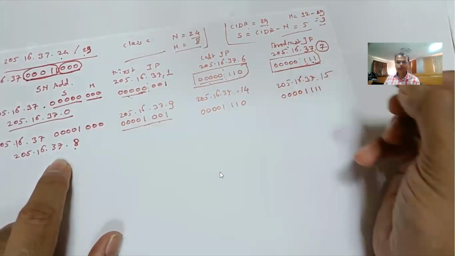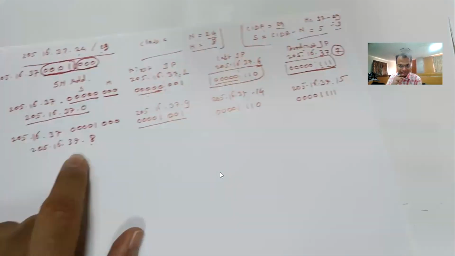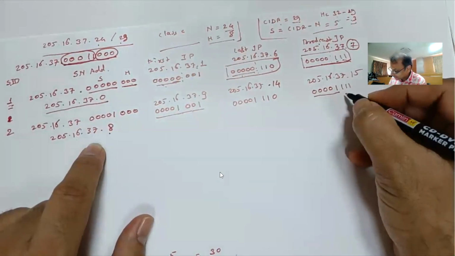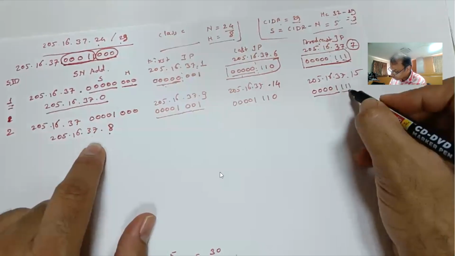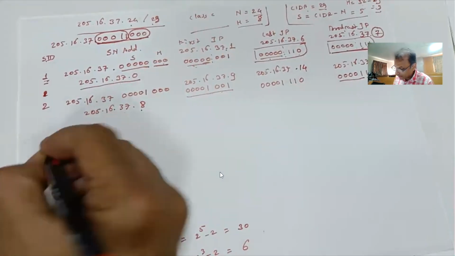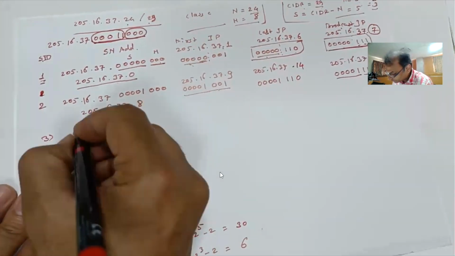0.0.0.1.1.1.1, where this is the subnet part and this is the host part. And when all the host bits are 1, it becomes the broadcast address. Similarly, can we find out the value of the third subnet?